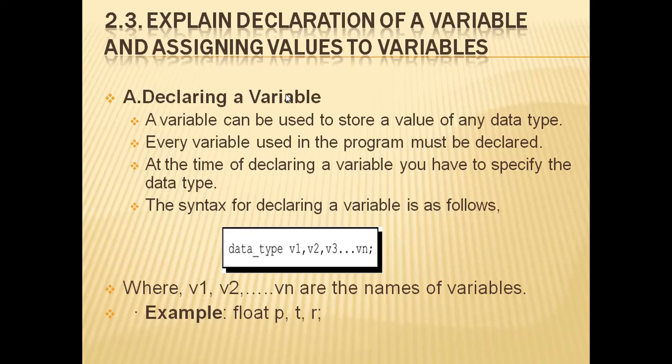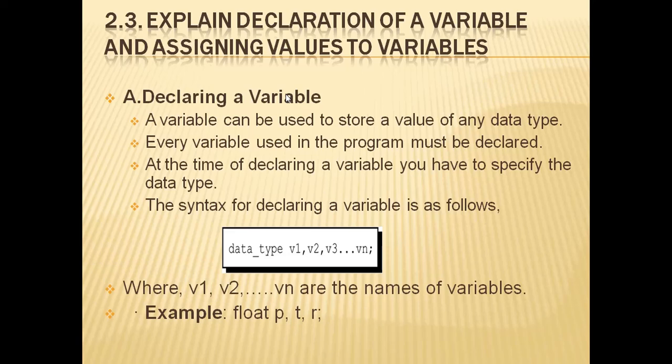Next we discuss declaration of variables and assigning values to variables. First we discuss declaring a variable. How can we declare a variable in C? In C programming, a variable is used to store a value of any data type, and every variable used in the program must be declared. So before you use the variable, it should be declared first, and then you use it in the program.